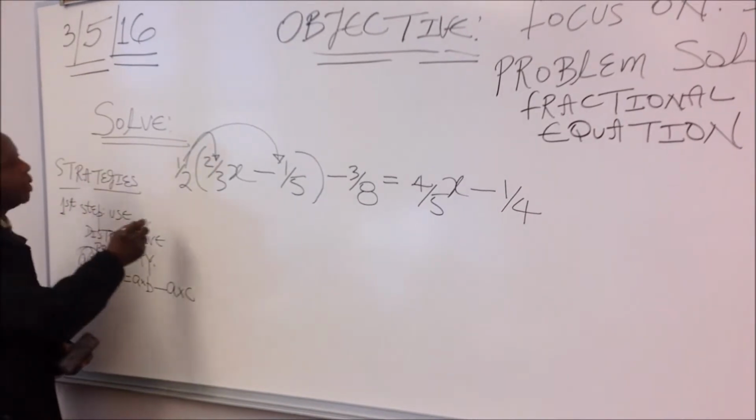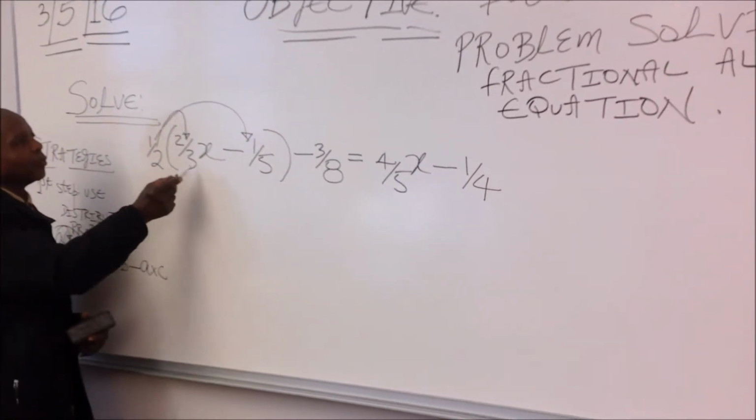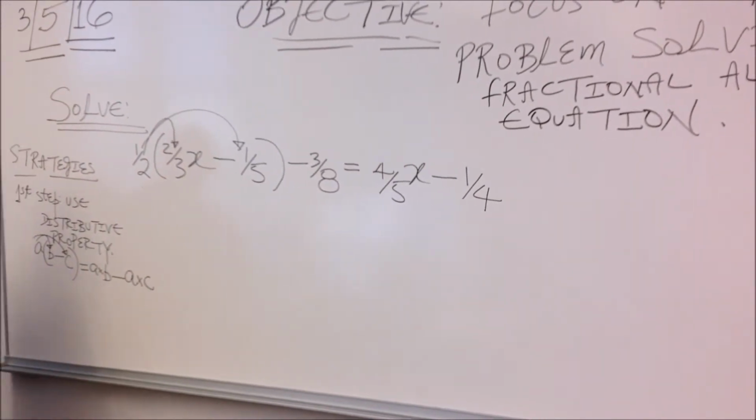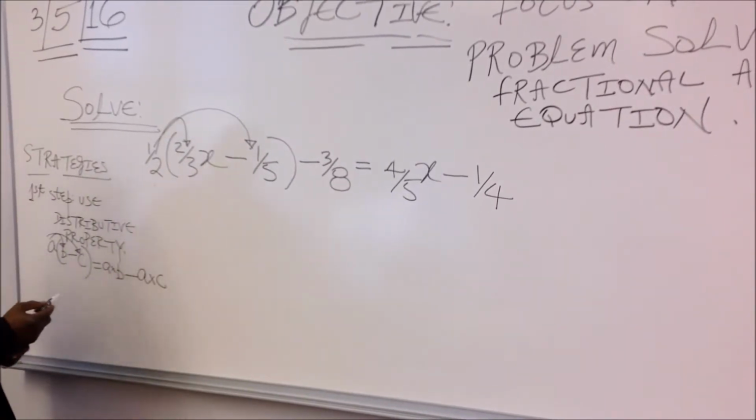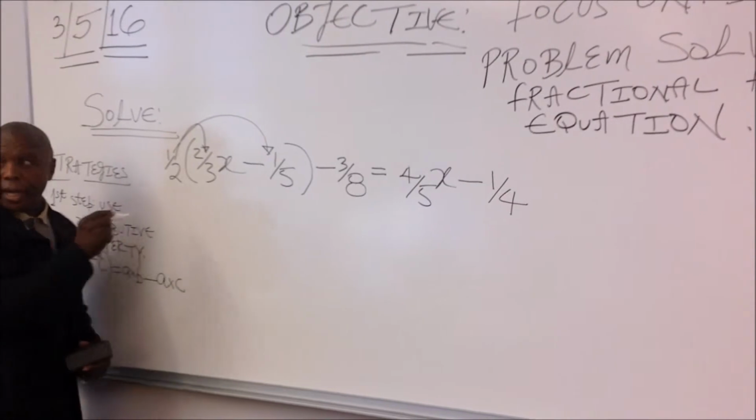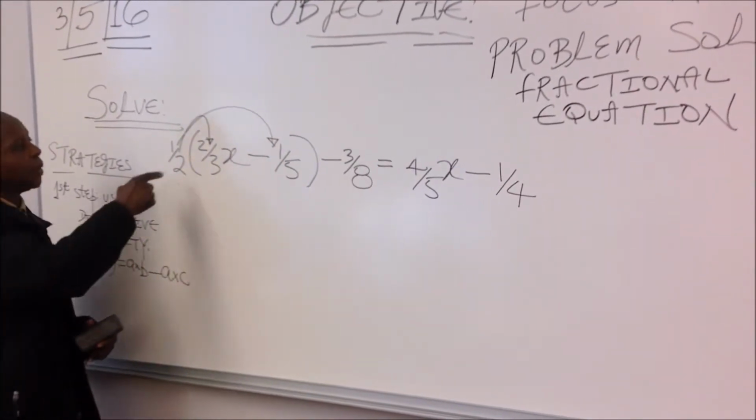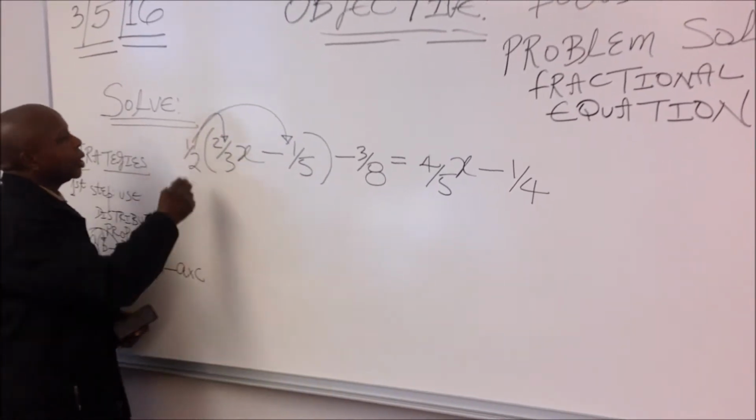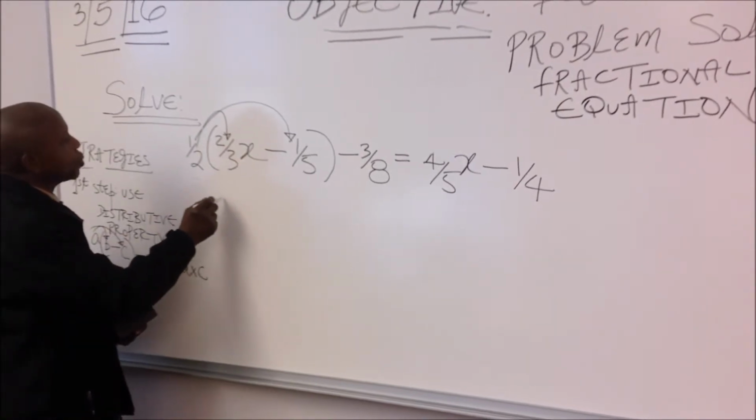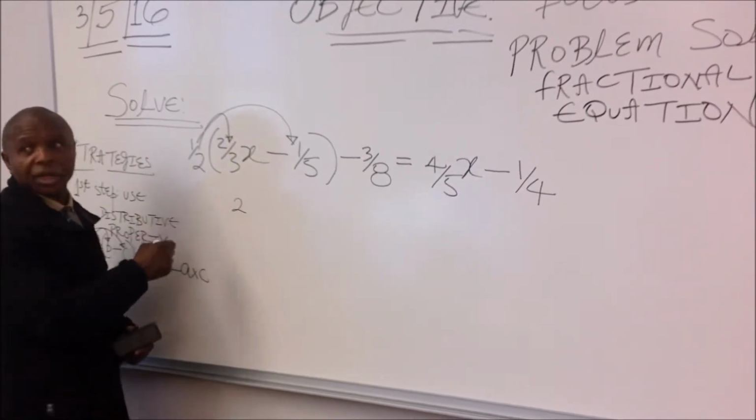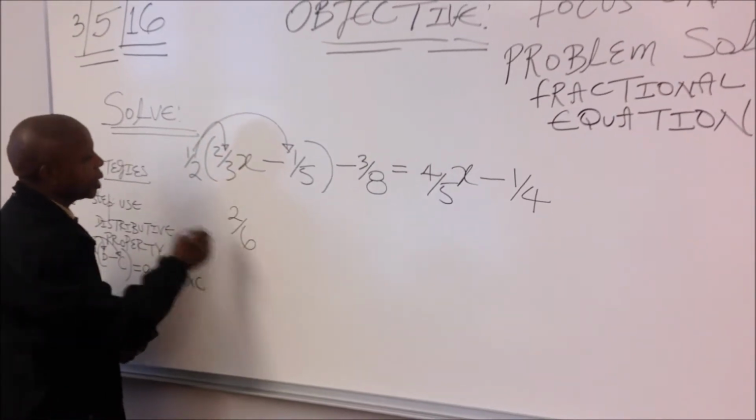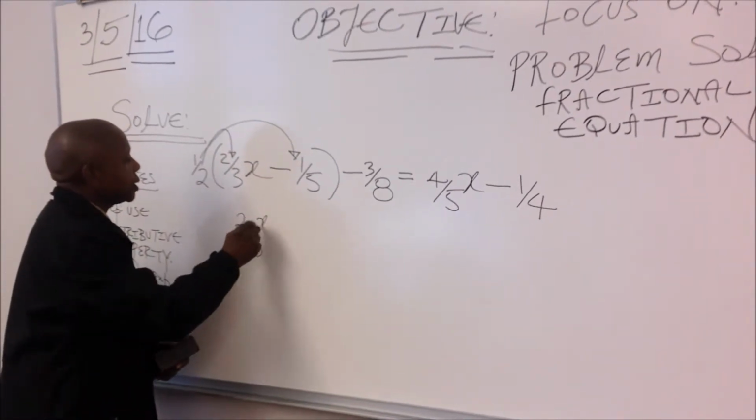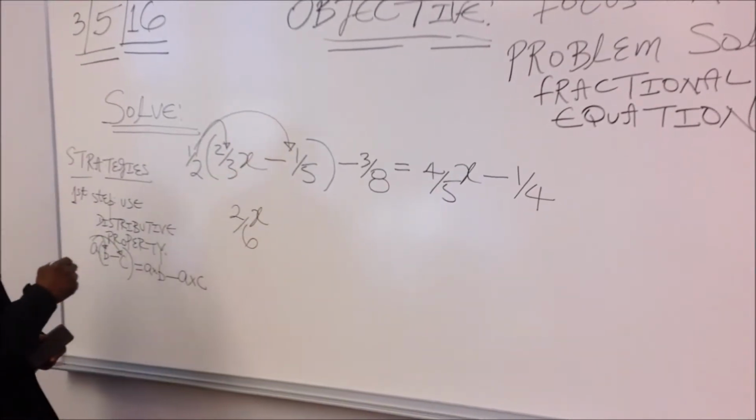So that means we're going to take 1/2 and multiply by 2/3 x. You see, we have to multiply not just the 2/3 but also the x. So what would that be? 1 times 2 is 2, and 2 times 3 is 6. So that will be 1/3. We put the x here, so it becomes 2/6 x.